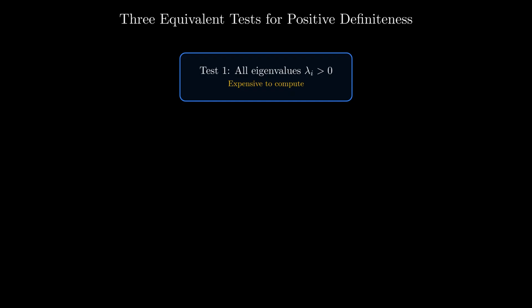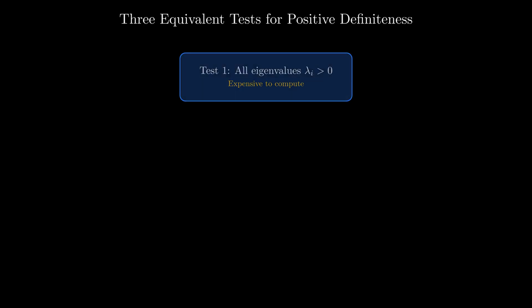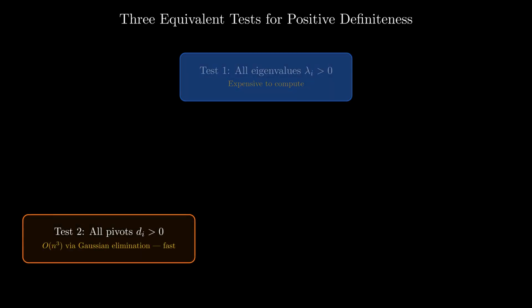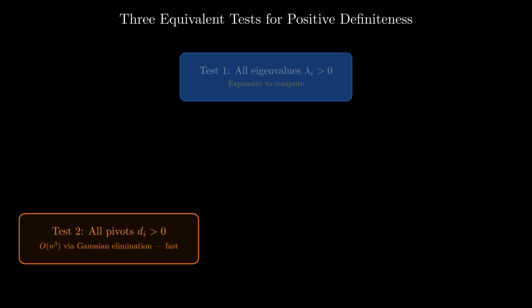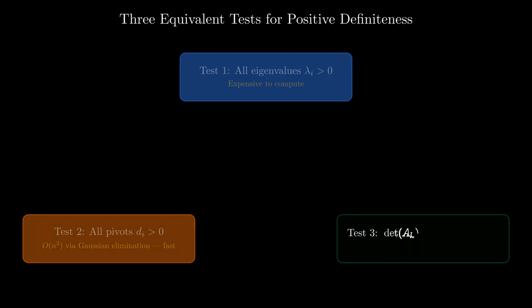Test 1 is eigenvalues. This is the definition itself. All eigenvalues must be positive. The drawback is that computing eigenvalues is expensive. Test 2 is pivots. Run Gaussian elimination on the matrix. The pivots are the diagonal entries that appear during elimination. If every pivot is positive, the matrix is positive definite. This costs only n-cubed operations, which is fast.